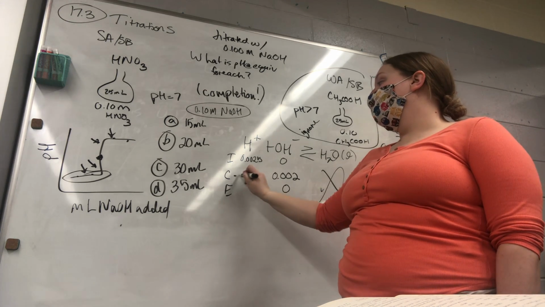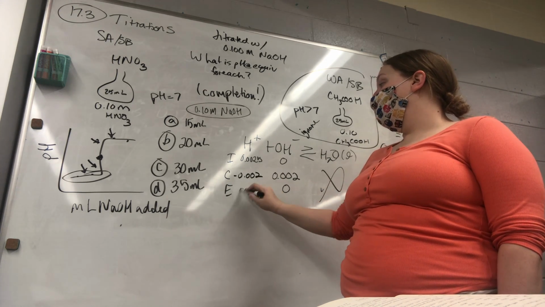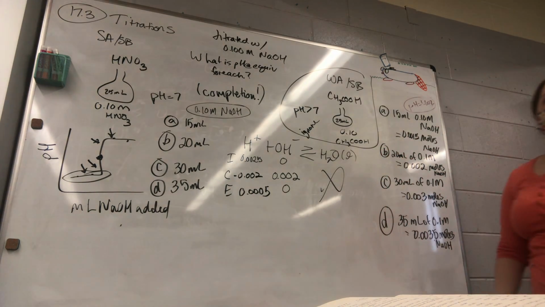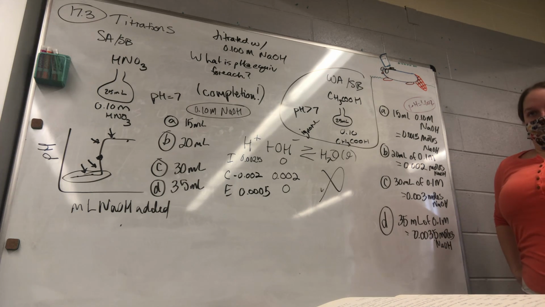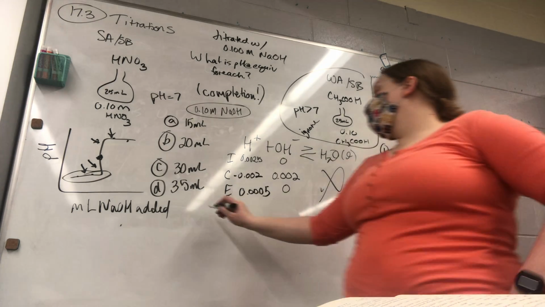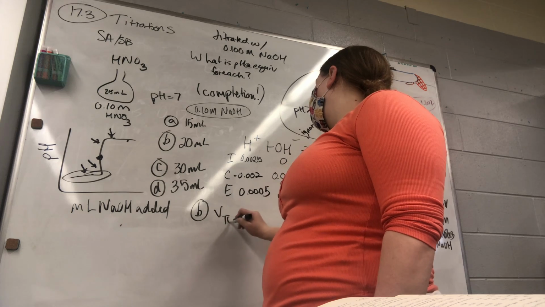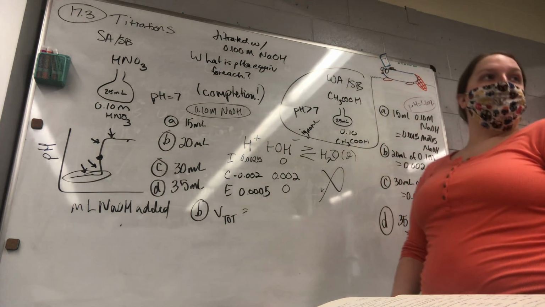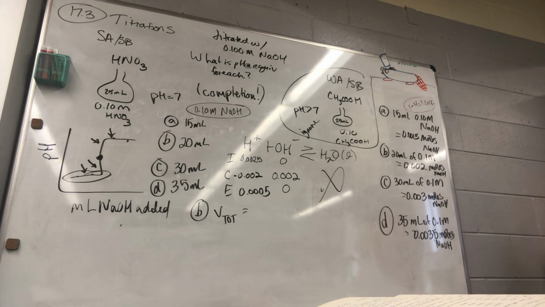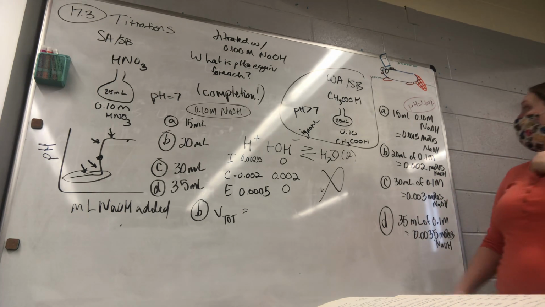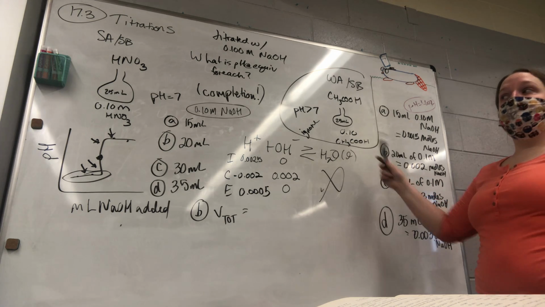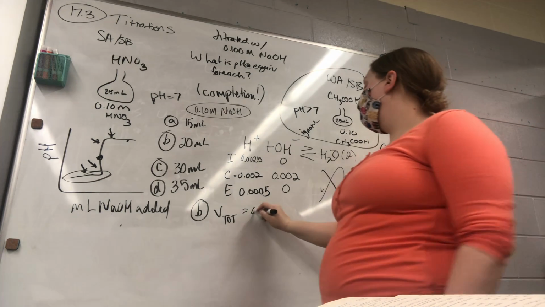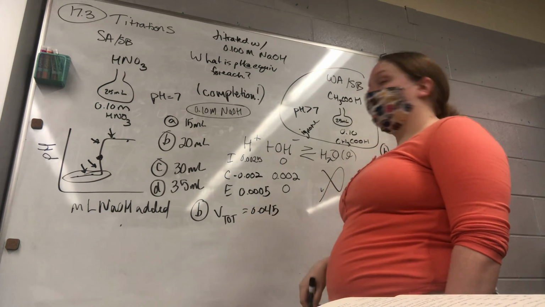What's going to be left over here? 0.0005 what? Moles. Are there only 2 zeros or 3? 3. What's our total volume for part B? We started with 25 of the acid. Then we added 20. So what are we at? 0.045.